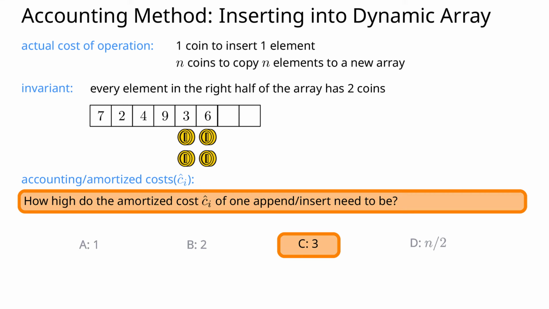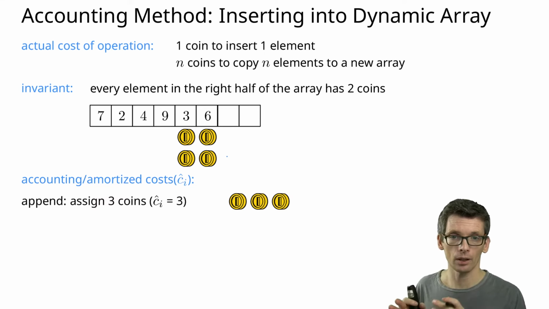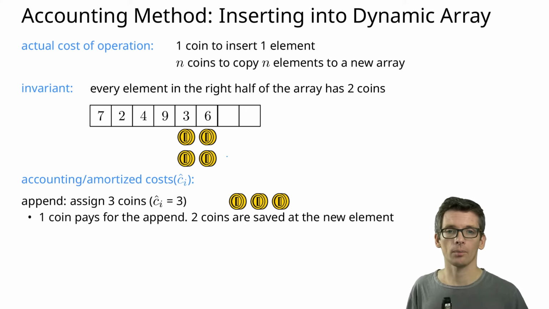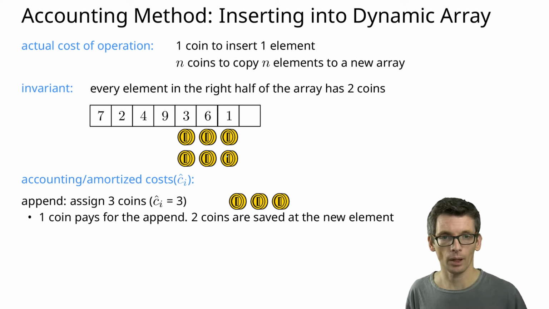Correct answer here is 3. So why 3? Because every time I append, so let's say I append a new element here, then I want to place 2 coins here, and the append itself also costs 1. So I assign a cost of 3 to append because 1 coin pays for the append, 2 coins are saved. So let's do that by example. We insert the 1, we're saving 2 coins while paying 1. Now let's add another element, a 3, we're saving 2 coins while paying 1.